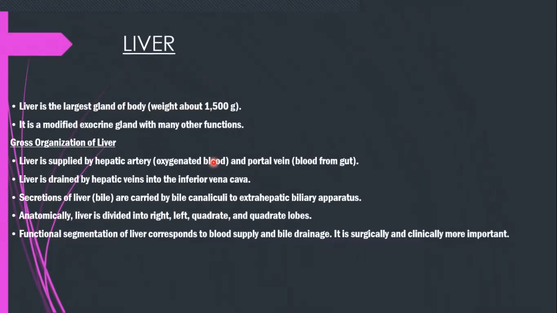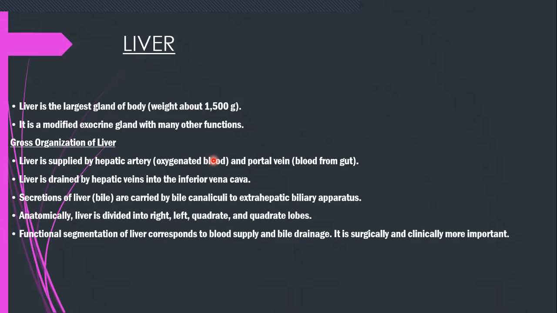Now, let's say something about the liver. It is the largest internal gland of the body. You know, the largest gland in the body is the skin. So it is the largest internal gland of the body, weighing about 1.5 kgs. It is a modified exocrine gland with many other functions. Okay. Now, how is it organized?